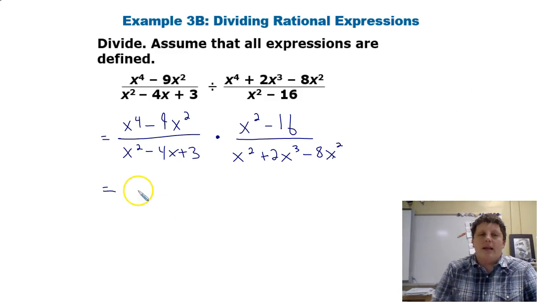If you can do it in your head like I do, you're going to notice the common factor of x squared here. So you're going to say, well, x squared times, and divide both of those by x squared to give you x squared minus 9. For this one, difference of two squares.